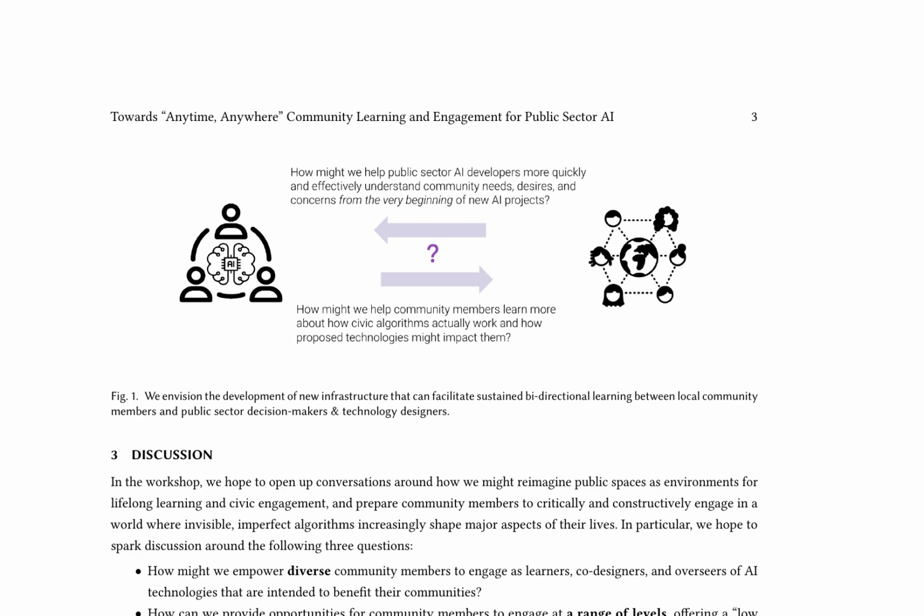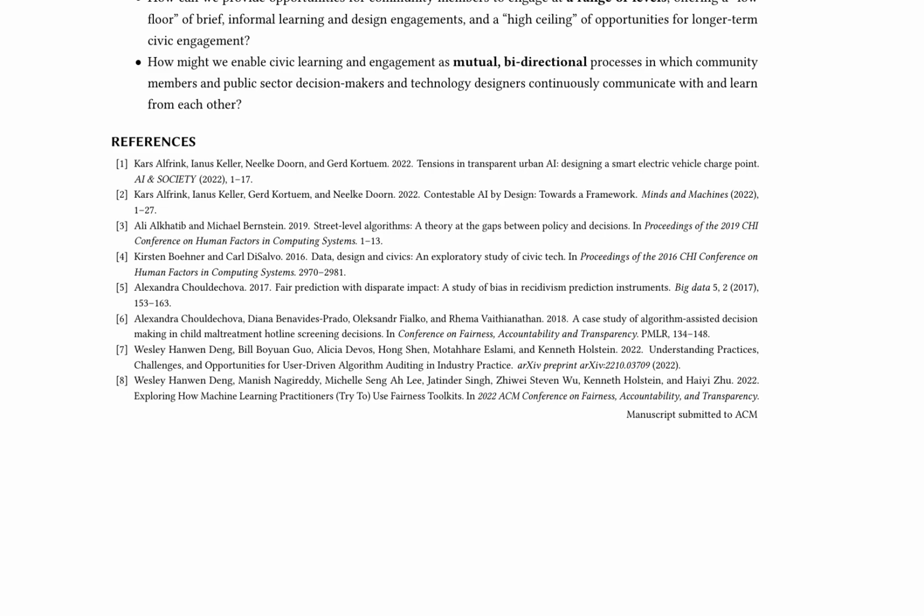This workshop seeks to initiate discussions on how to transform public spaces into environments for lifelong learning and civic engagement, focusing on the impact of AI technologies in shaping community lives. Three key questions are proposed: empowering diverse community members as learners, co-designers, and overseers of AI technologies, providing opportunities for engagement at various levels, and enabling mutual, bidirectional learning processes between community members and public sector decision-makers.